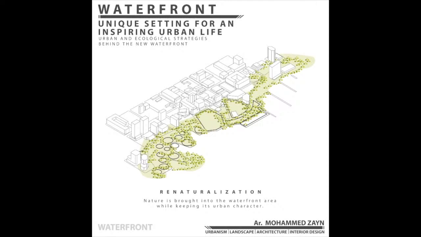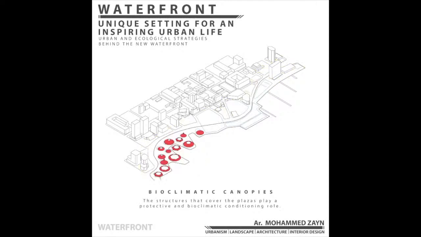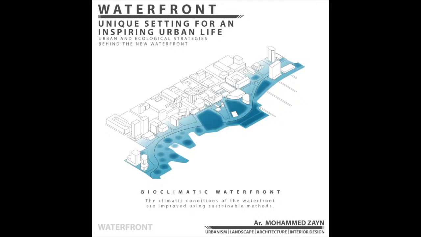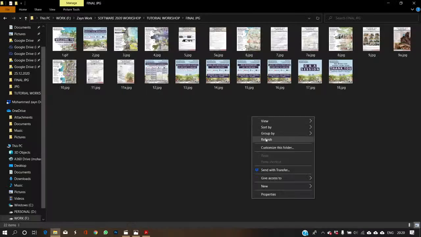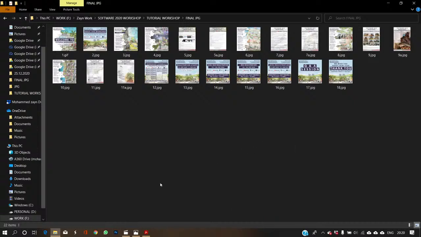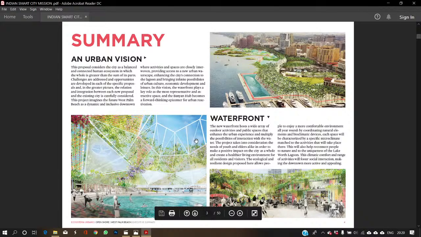You see the trees, how we can plant the trees in each and every area, how we can add different types of bioclimatic canopies, and how we can make the entire waterfront, the entire beach area, into bioclimatic areas. All these things we can do with the help of these softwares. So this is the major overview of the softwares, and till what extent they can be used. You might have got an idea about it.